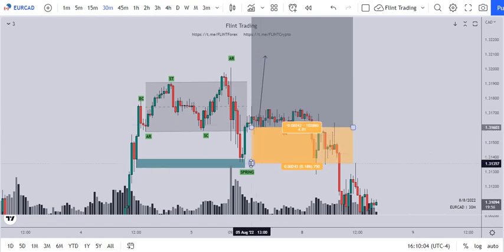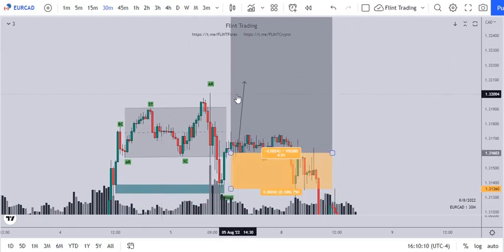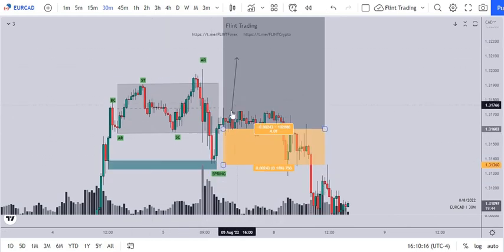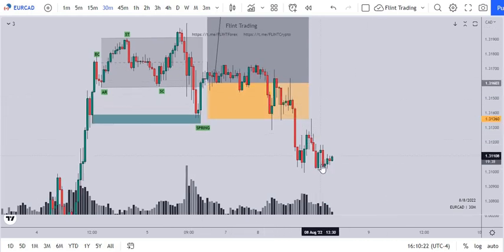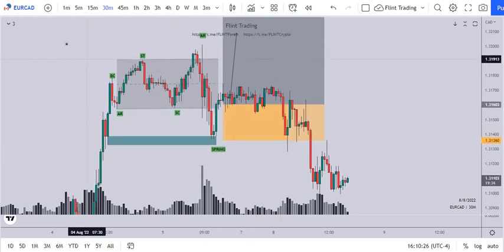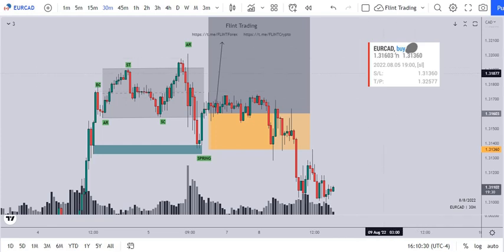Just placed my stop loss right there, and targeted those equal highs, which I was expecting price to grab. But obviously that was not the case. This bearish momentum, you know, this order block held, and price came down and stopped me out right there. So yeah, this was EURCAD, and you may see right there the trade I took, and it got stopped out.